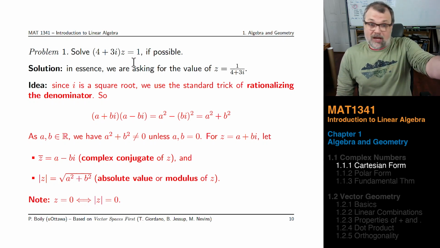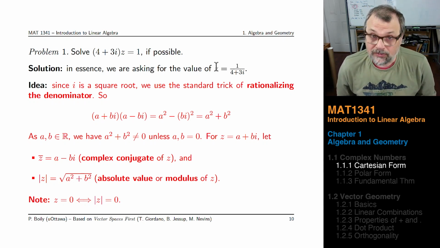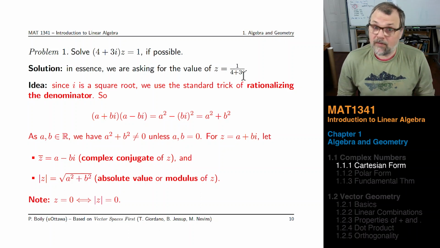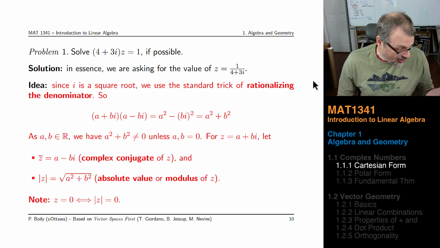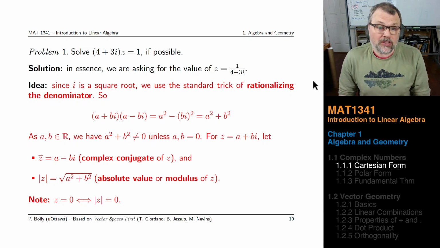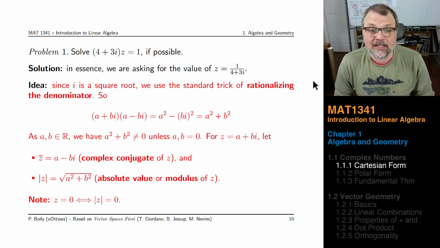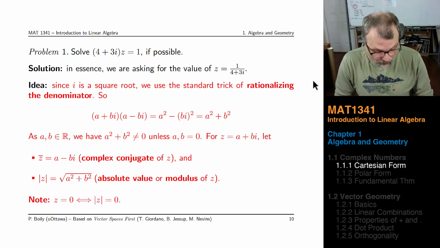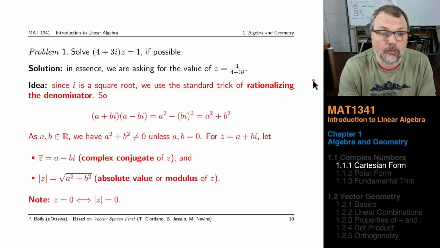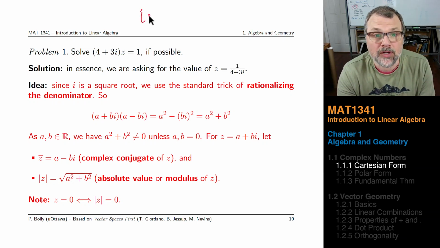So in essence, this problem is asking you to find the value of z, which is 1 divided by 4 plus 3i. How do we solve that? How do we compute this quotient? We are going to use a specific trick, the trick that says that, look, i, if you remember, is actually a square root. Well, it's the square root of minus 1, but it is a square root.